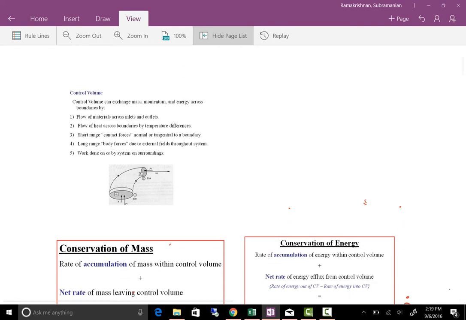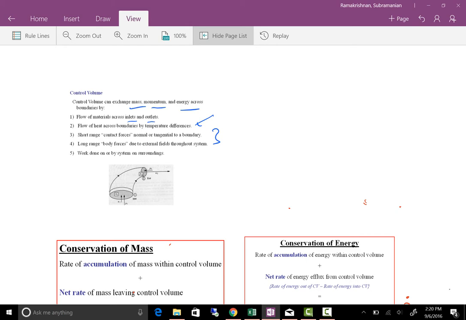So the control volume can exchange mass, momentum, and energy across the boundaries. There is a flow of materials across the inlets and outlets of the control volume. A flow of heat can occur. And obviously, whenever you have a control volume and a control surface, there are going to be forces acting on the control volume and on the control surface. And these become very important, say, when you do your momentum balance. And of course, whenever you have a system, work can be done on the system by the surroundings, or the system can do work on the surroundings, right? And the sign convention for work is also going to be very important when you do the energy balance.